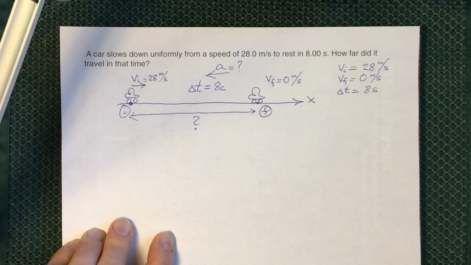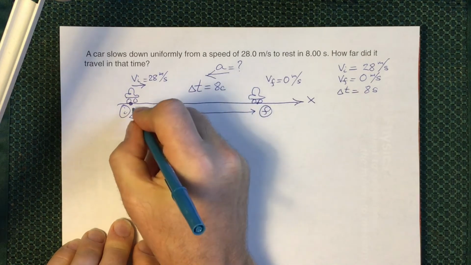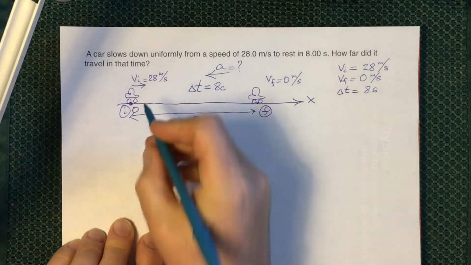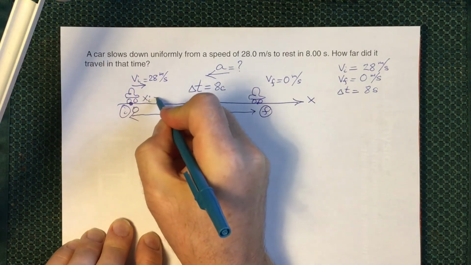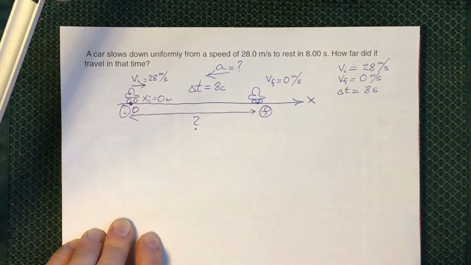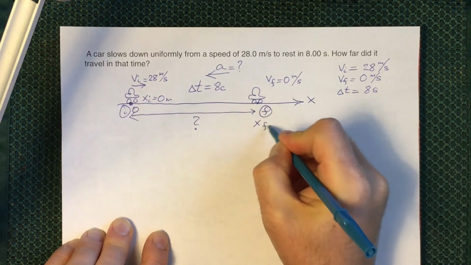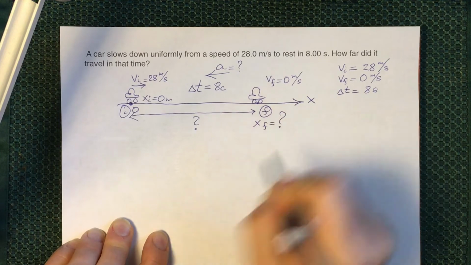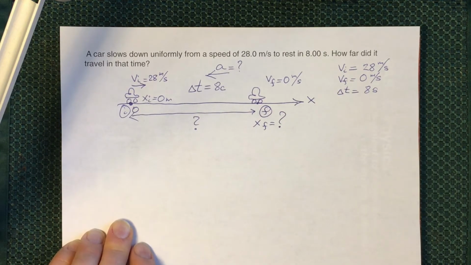And to be able to talk about coordinate, we have to set up an origin. We have two special points, initial and final. Each of them can be used as the origin. I will put the origin, let's say, at the initial point. In this case, automatically, x initial will be equal to 0 meters. And x final, if you look at the picture, will be the unknown quantity we need to calculate.